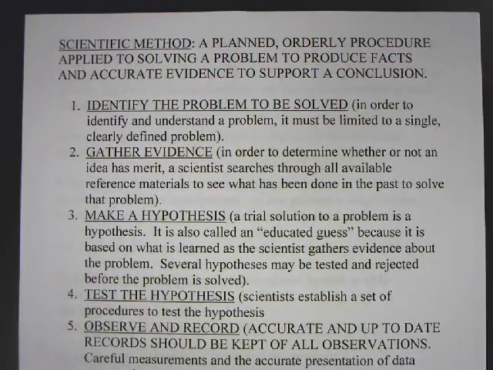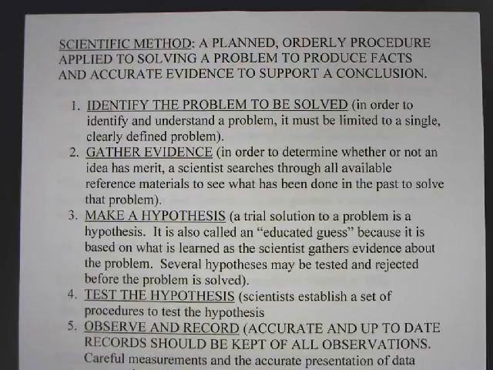Scientific method: a planned, orderly procedure applied to solving a problem to produce facts and accurate evidence to support a conclusion. So the first step is to identify the problem. A lot of times this is something that can be detected by any of your five senses. So you would see something happen and then ask, why did this occur?